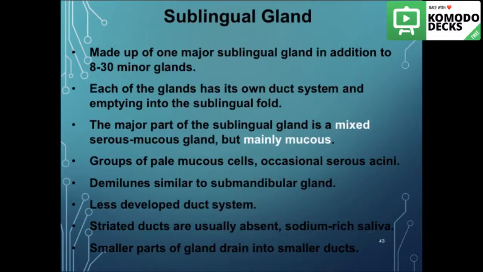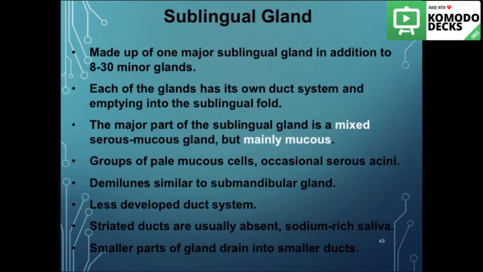On the other hand, we have a less developed duct system. The striated ducts are usually absent, which makes the saliva more sodium rich and more towards the hypertonicity. Smaller parts of the gland drain into smaller ducts usually, and the major gland has a larger duct system.